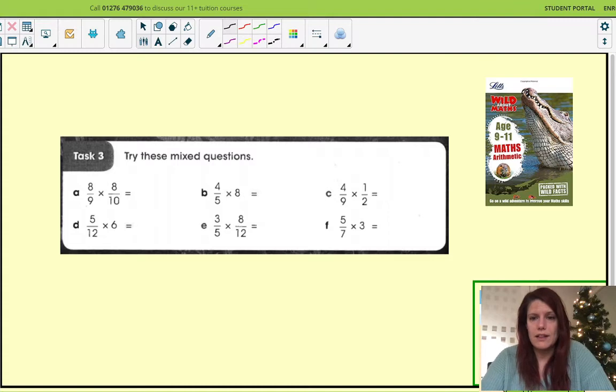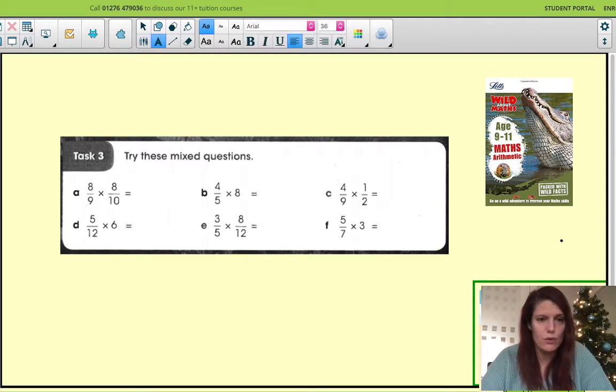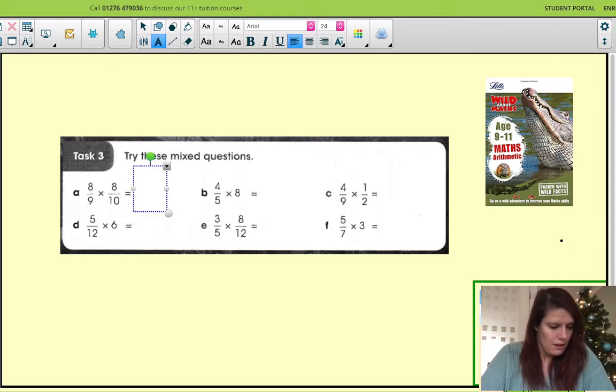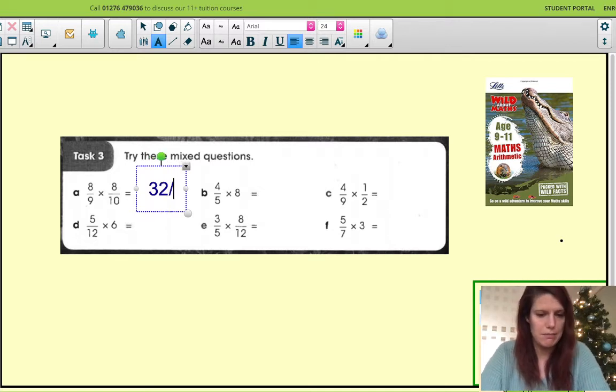And task 3, these are mixed questions based on what you have just been learning. So 8 ninths times 8 tenths. Can I type this, or do I have to write it? Let's have a look. So 32 45ths. So literally 8 times 8, 9 times 10, and simplify. Oh, 45ths.